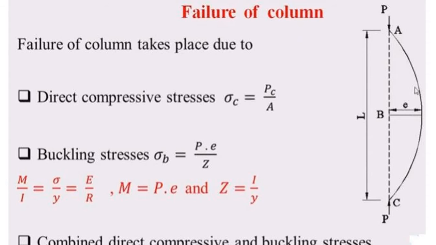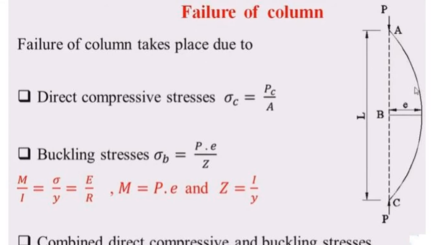Now failure of a column. As I said earlier, in the case of a short column, the failure may be due to compression or shear. So the expression for compressive stress is sigma C equal to P C divided by A, where P C is the compressive load acting on the column and A is the area of cross section.